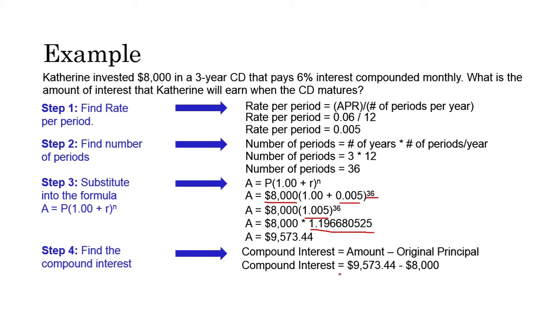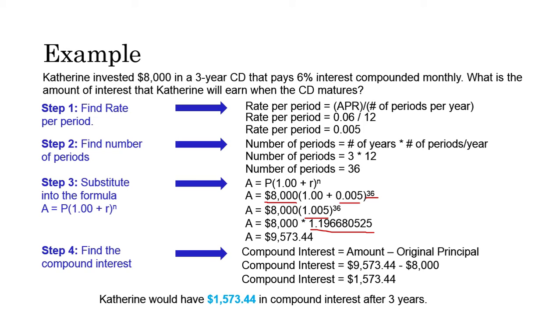So that's really $9,573.44 minus 8,000. That gives us $1,573.44. So be very careful. If it does not tell you to round, you want to leave the answer as is. If it tells you to round to the nearest dollar or something, be very careful with that. Alright, so the final answer for this question is $1,573.44 after 3 years.